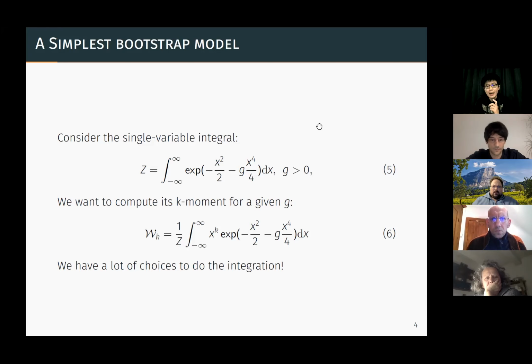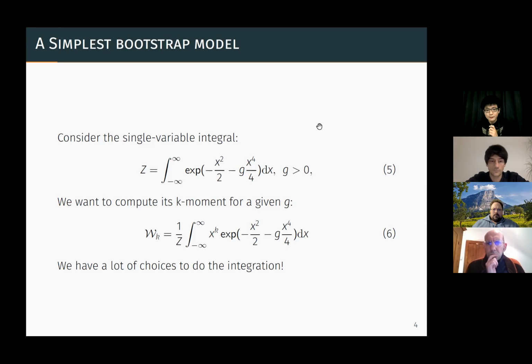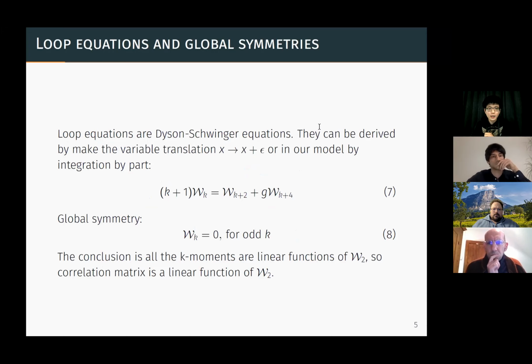We even have the analytical results for these moments actually. But for the Bootstrap method, we are using three basic ingredients. That's the loop equation, global symmetry, and the positivity of the correlation matrix. Loop equations are just the Schwinger-Dyson equations, or if you prefer, they are just integration by parts. By the loop equations, or by integration by parts, we can relate the different moments. And we also have the global symmetry, that W_k equals 0 for all odd k.